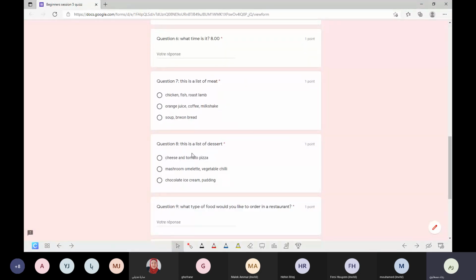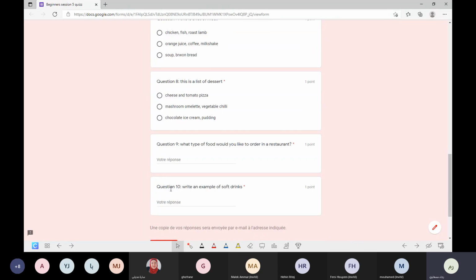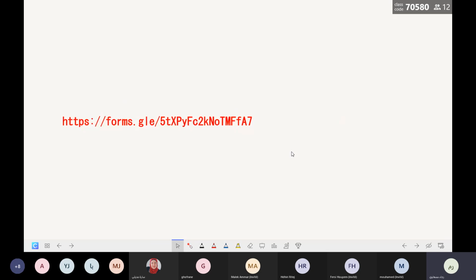Question 8: this is a list of dessert. You tick the correct one. You have only one option correct. Is it cheese and tomato pizza, mushroom omelette, vegetable chili, chocolate ice cream, pudding? Question 9: what type of food would you like to order in a restaurant? You choose one dish, or one course, and you write it here. And the last question: write an example of soft drinks.